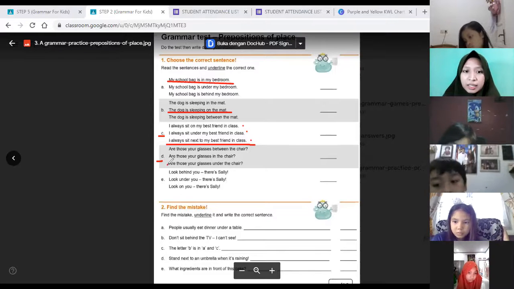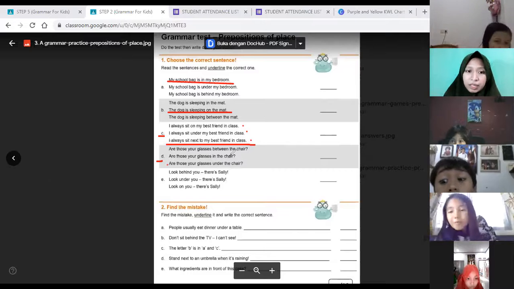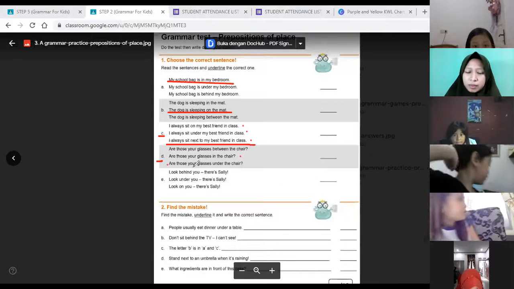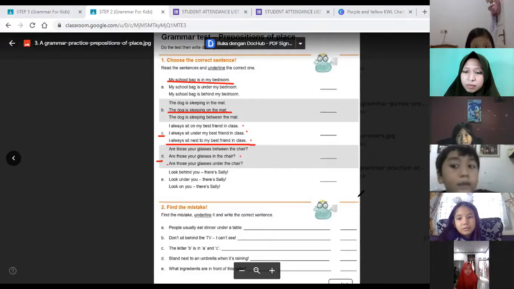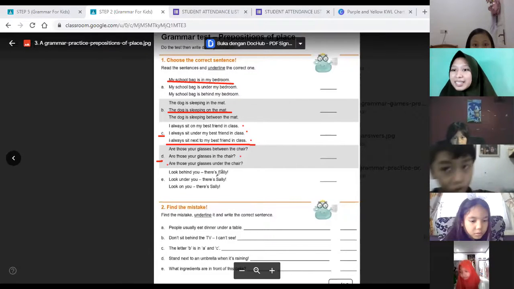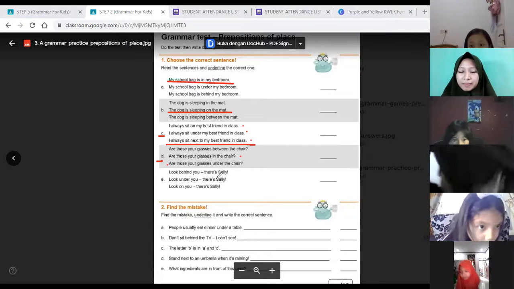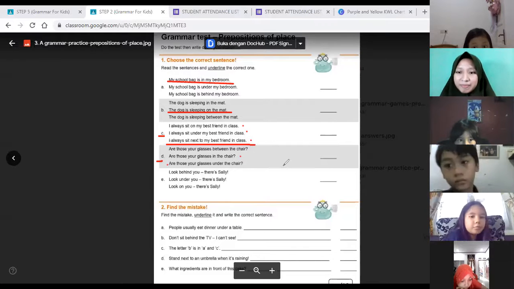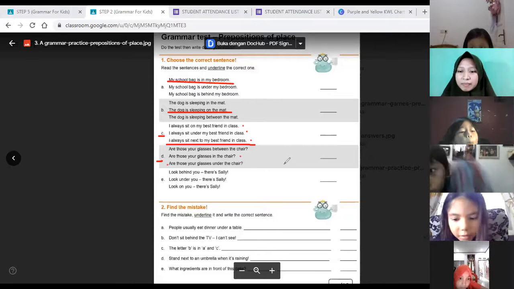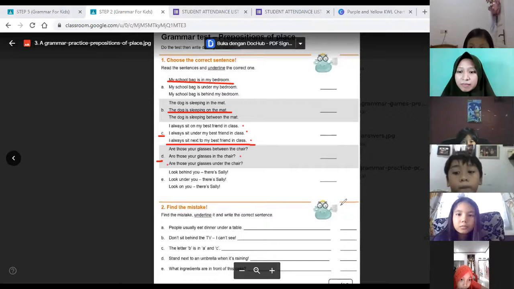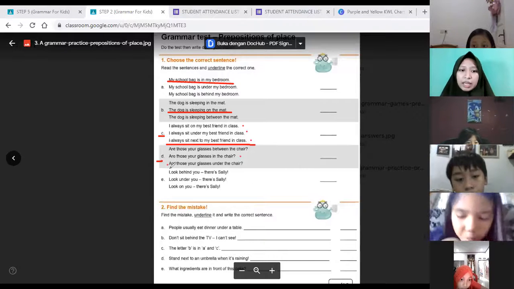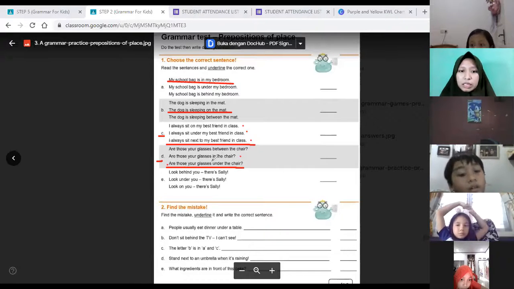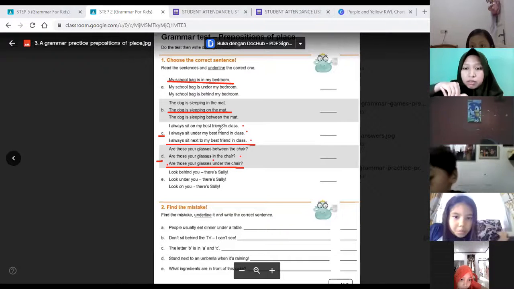Others? In the chair? Okay, in the chair. Okay, what about Bian? What is the correct sentence, Bian? Hello? I can hear your voice, Nada. Your glasses under. Okay, the correct sentence is, are those your glasses under the chair, everyone? How could it be in the chair? The glasses is in the chair? No.